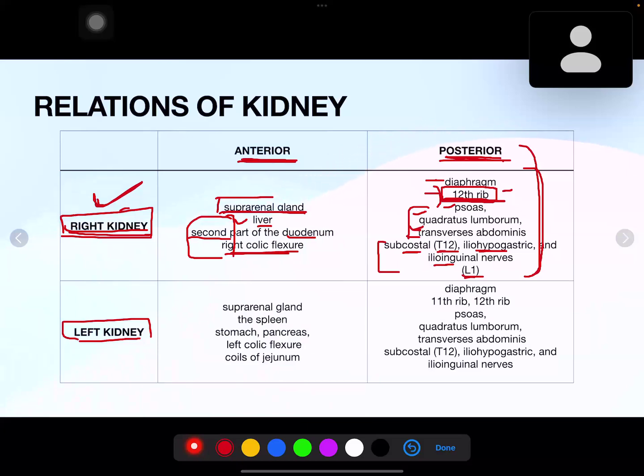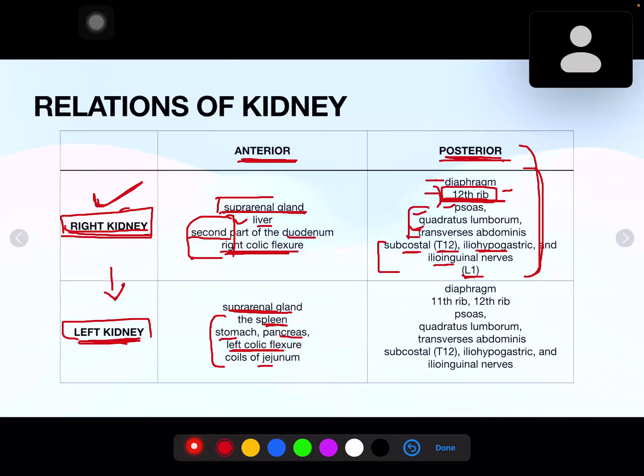Now what's the difference in the left kidney? In the left kidney, again the suprarenal gland would be present because it is located over the kidney. So these are the few organs which will be different between the right and the left. The left side would have the spleen, stomach, pancreas, and here was the right colic flexure. Now for the left kidney, the left colic flexure and the coils of jejunum.